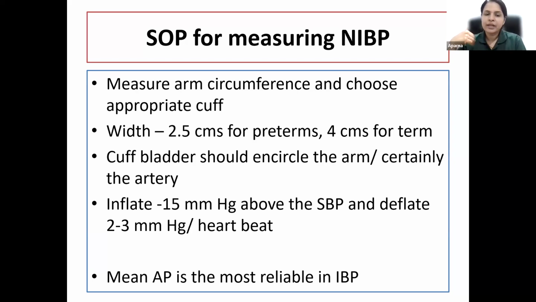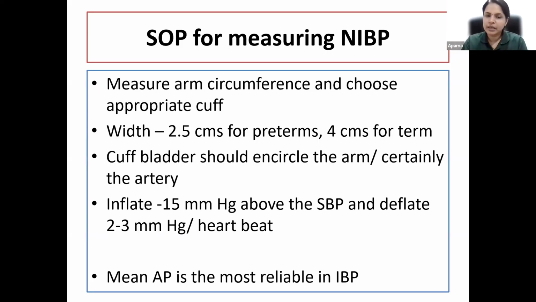And we try and inflate the pressure to 50 millimeters above the systolic blood pressure that is anticipated for the baby, and then deflate slowly, or decrease the pressure by around 2 to 3 millimeters of mercury per heartbeat. At the systolic blood pressure, we start hearing Korotkoff sounds. The pressure at which the Korotkoff sounds start appearing is the systolic pressure, and the pressure at which it dampens is the diastolic pressure, and not the pressure at which it completely disappears. It is said that the pressure at which it dampens is to be taken as the diastolic blood pressure.